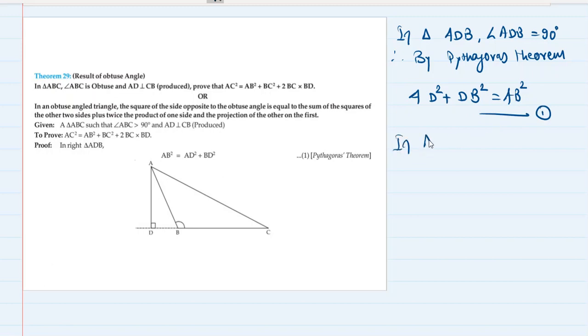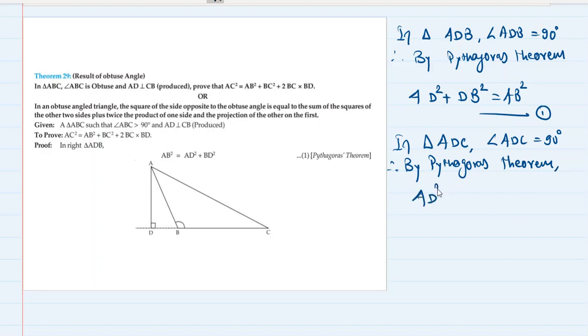Then in triangle ADC, that's the next right angle triangle, angle ADC is 90 degrees, and therefore by Pythagoras theorem we can say that AD square plus DC square is equal to AC square.